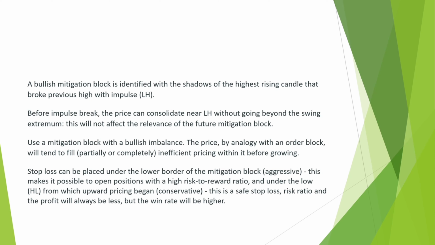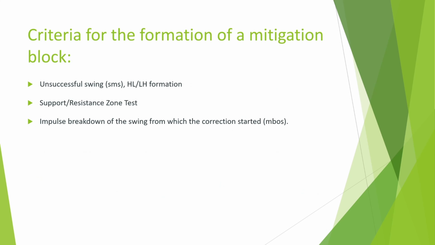The price, by analogy with an order block, will tend to fill partially or completely the inefficient pricing within it before growing. Stop loss can be placed under the lower border of the mitigation block. This makes it possible to open a position with a high risk reward ratio, or under the low from which upward pricing began. This is a safe stop loss; the risk reward ratio and the profit will always be less, but the win rate will be higher.